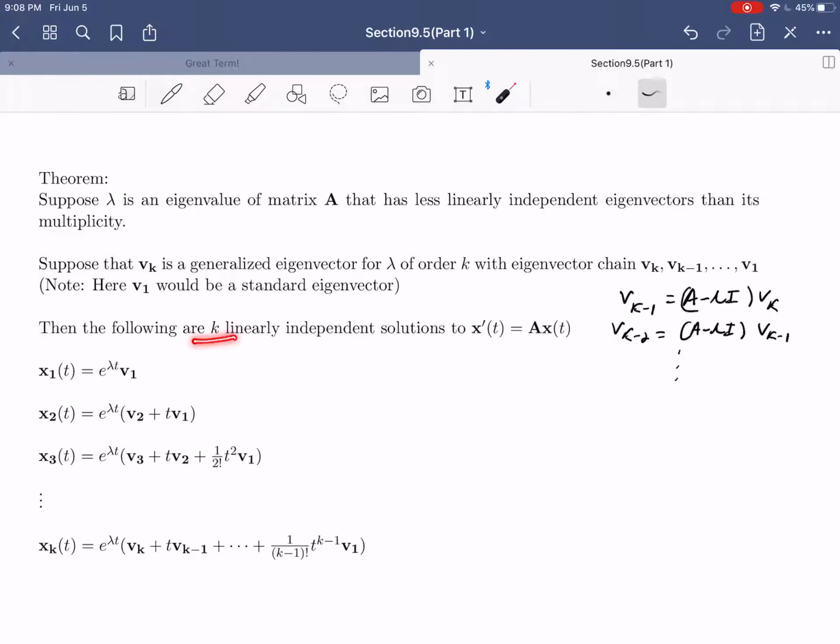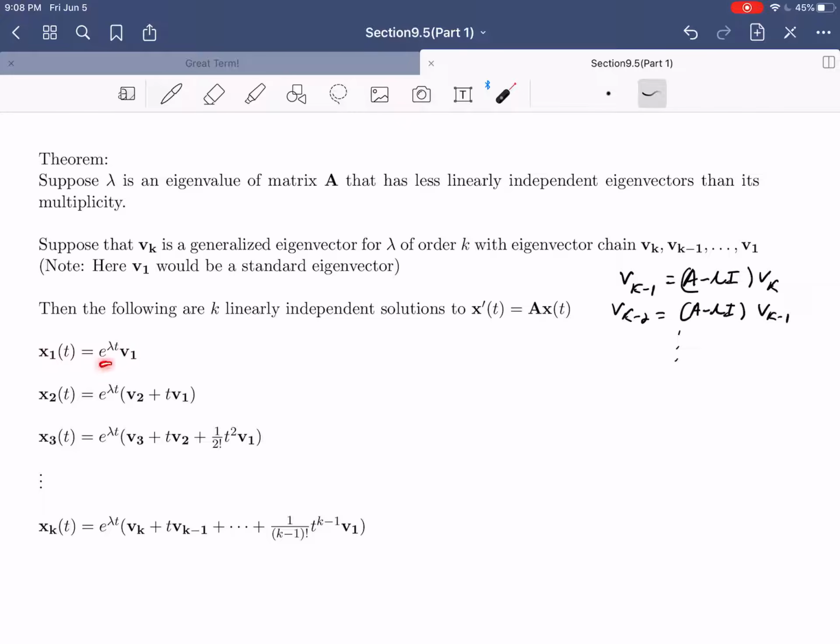All right. Then we get the following k linearly independent solutions. And notice that this k matches the order of the generalized eigenvector. So the first solution, x_1(t), is e^{lambda t} v_1. This is nothing new. This is the solution that we already use when things are non-defective. It's just e^{lambda t} times v_1, where v_1 is the standard eigenvector. So this is the normal part. Everything else here is the modifications we need because we have generalized eigenvectors. So x_2(t) would be e^{lambda t} (v_2 plus t v_1). So we use the second order eigenvector plus t times the first order or standard eigenvector. Then x_3(t) would be e^{lambda t} (v_3 plus t v_2 plus 1/2! t^2 v_1). We could just say 1/2, but the factorial shows us the pattern.